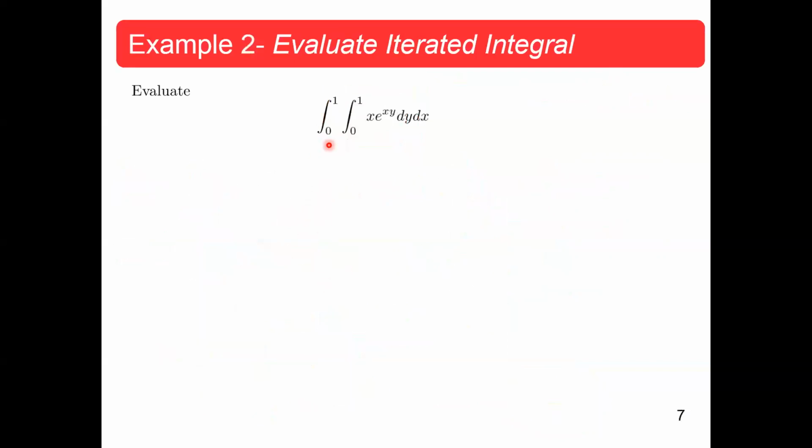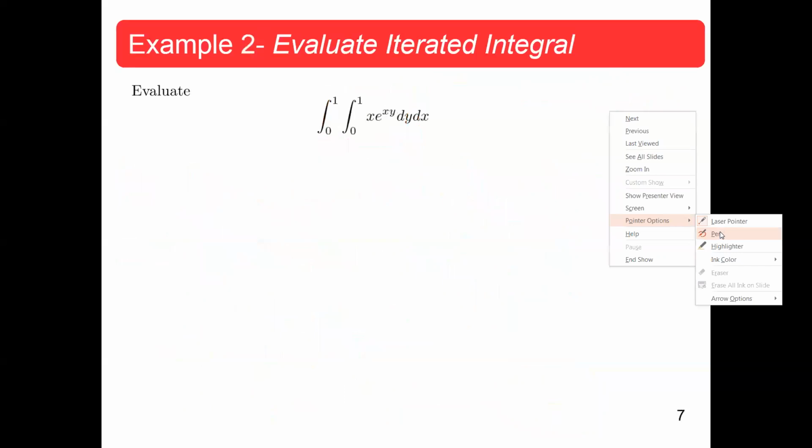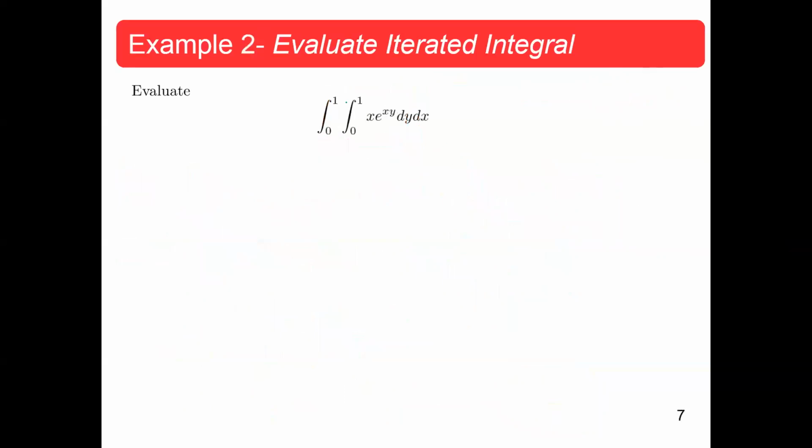Next, we have the integral from 0 to 1, integral from 0 to 1, x e to the xy dy dx. So let's use the same idea as we just did. Let's start with the inside, and then go to the outside. Okay. First of all, we have the integral from 0 to 1, x e to the xy dy.